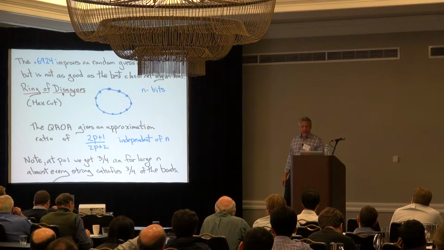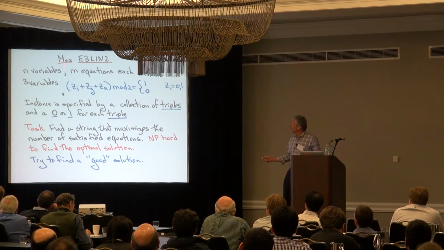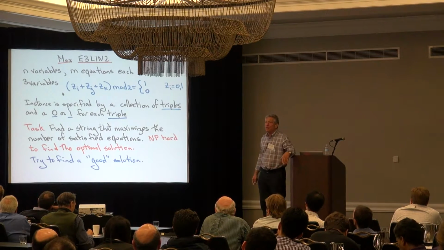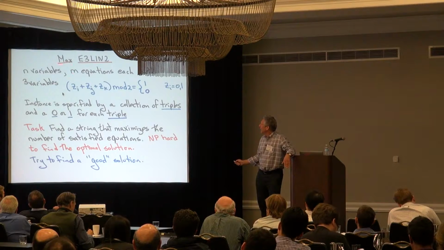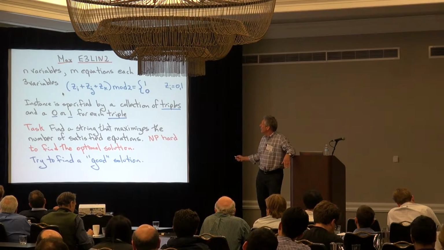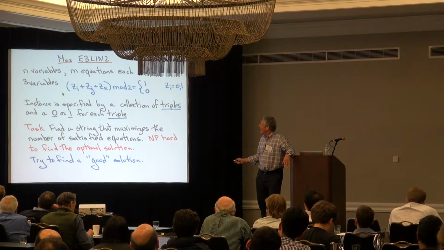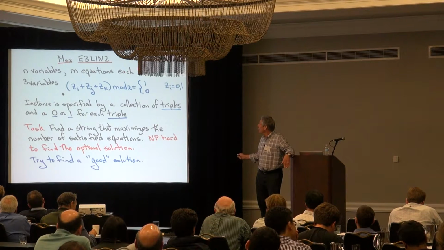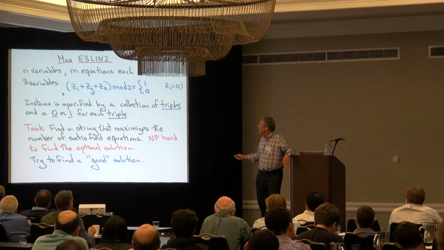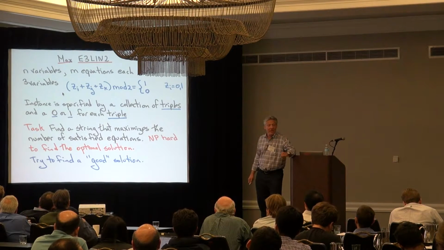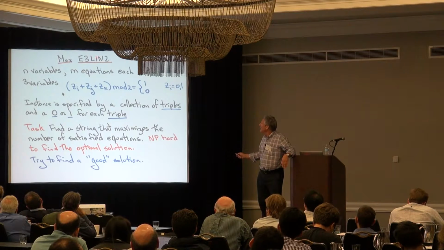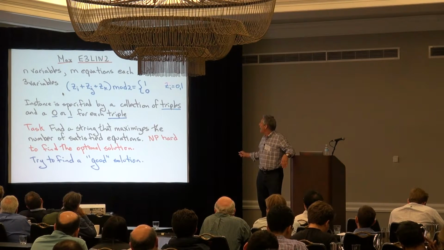Okay. So now I want to talk about another problem, which I call Max E3-Lin-2. So let's make sure we can all understand what this problem is. E3-Lin-2 means I have equations, and there are n variables and m equations, each with 3 variables. So this E3 means every equation has exactly 3 variables. Lin 2 means it's linear algebra over binary variables.